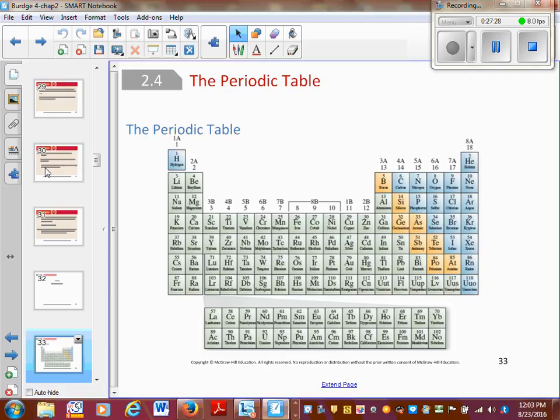So the top row, those are the inner transition elements. The top one are called the lanthanides, and the bottom one's called the actinides, lanthanum and actinium. They took them out for two reasons. One, it makes the table not as wide, so it fits on the paper real good. And later on, when we talk about electron configurations, you'll see why those have been pulled out.